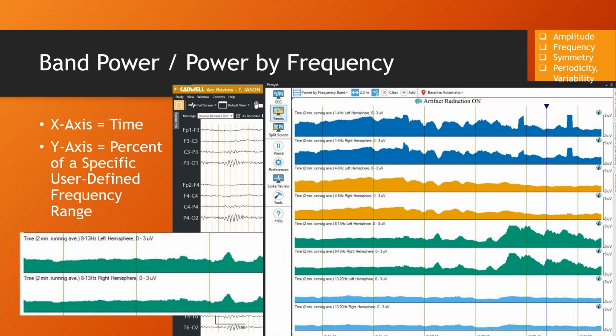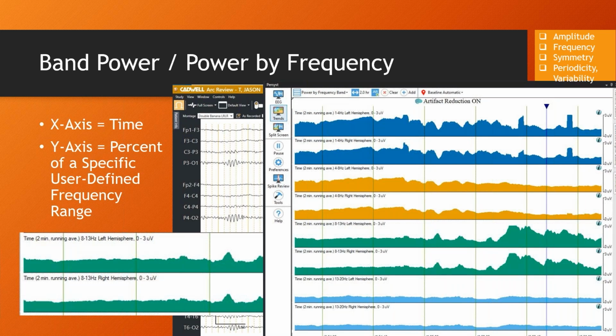If we add all the other trends and look at all the different frequency ranges, you can see that early in the record, there's a lot of activity, a lot of amplitude in the lower frequency ranges. So you can see the blue trends up there that are 1 to 4 hertz.